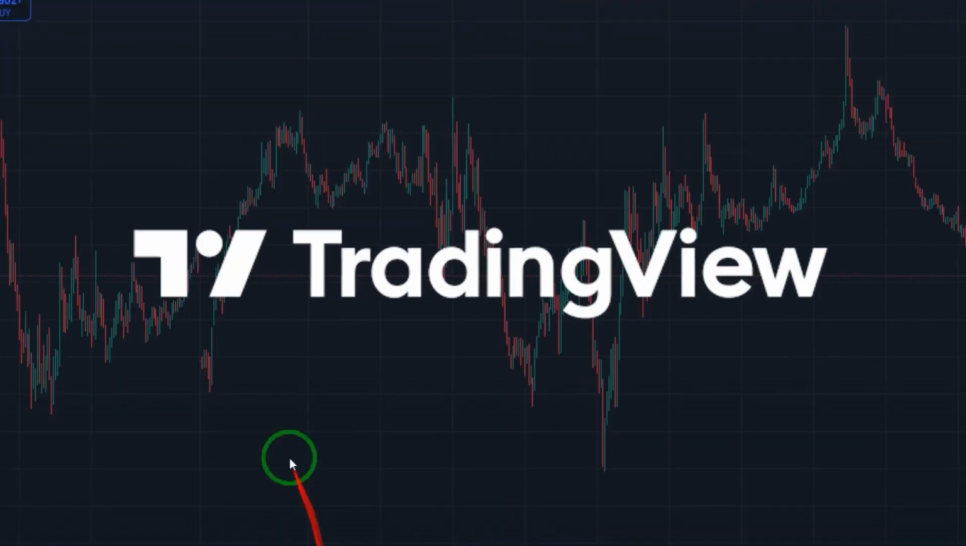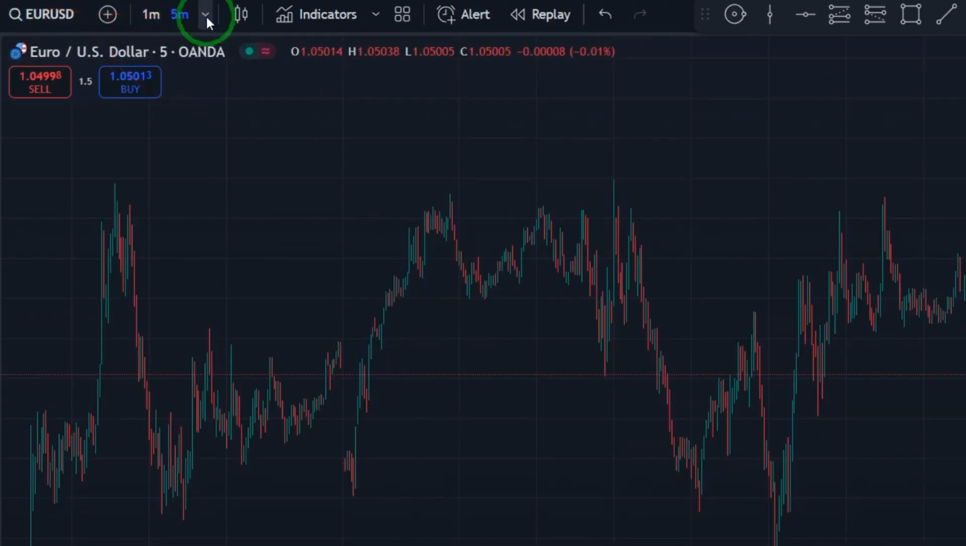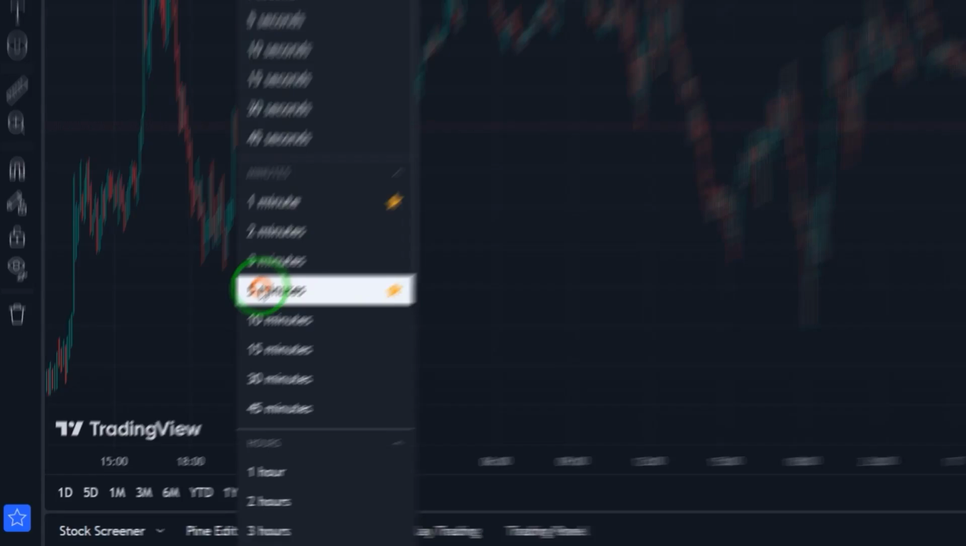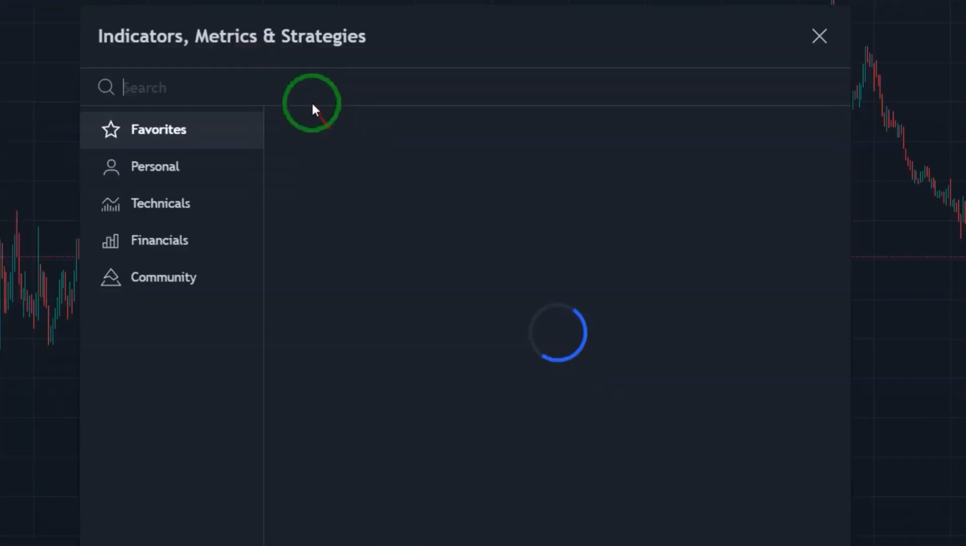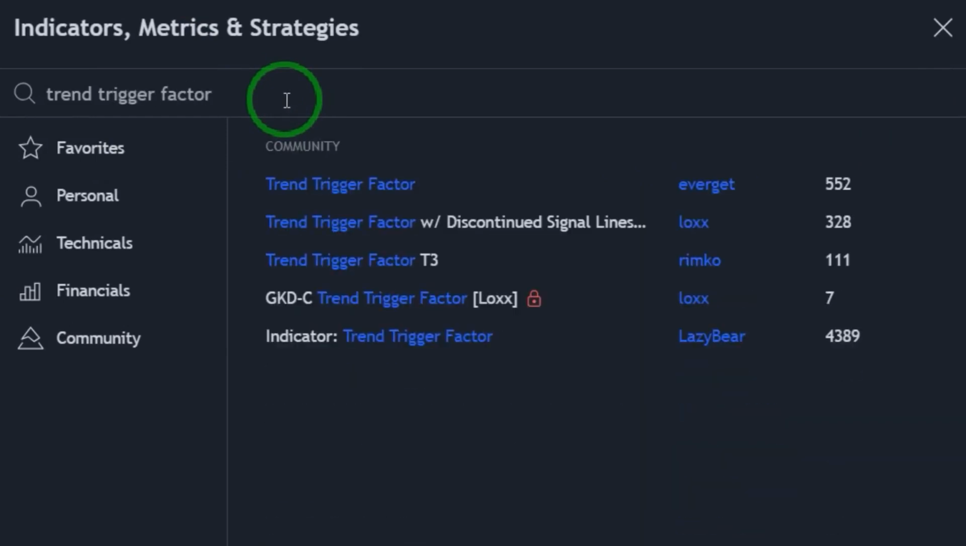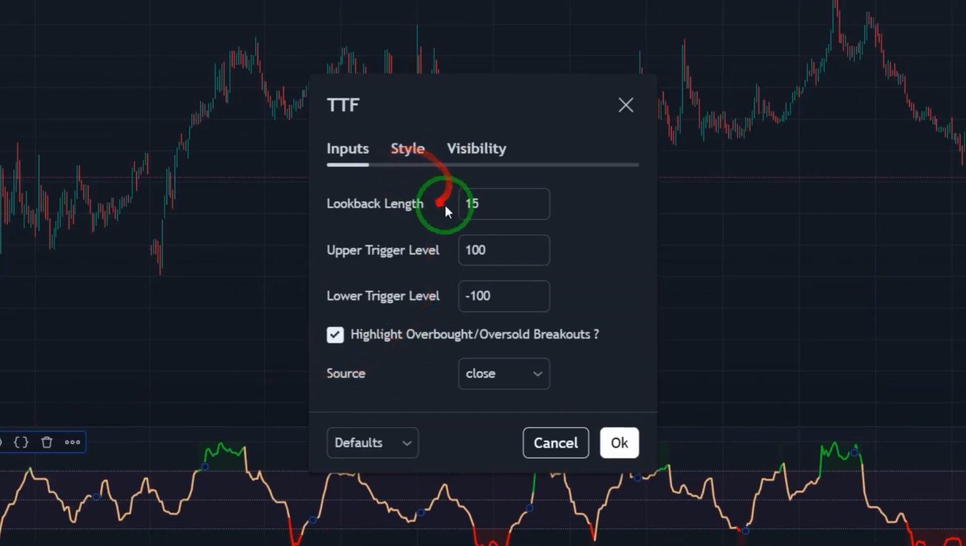First of all, open the TradingView website. After that, select your symbol and go to the time frame section. Now set your time frame to 5 minutes. Now let's go to the indicator section and type Trend Trigger Factor in the search box. Select it so that it gets added to your chart. Now you need to enter its settings and make some changes so that this indicator becomes suitable for our use.